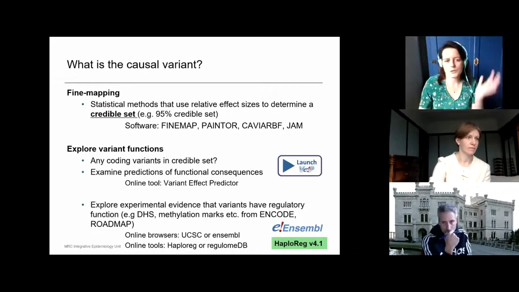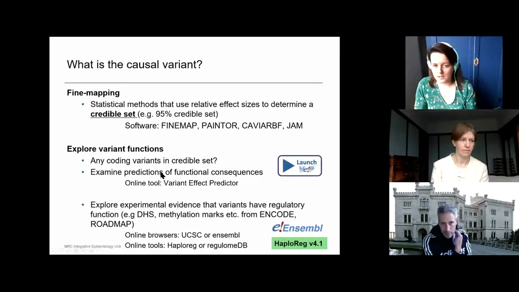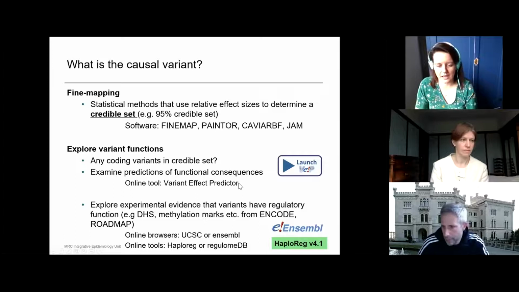Once you've got this smaller set of variants that you think might include the causal variant, you want to explore the functions of those. So are any of them coding variants? Do they disrupt the coding of proteins? Are there predictions that suggest that they might have large functional consequences? You can use the Variant Effect Predictor tool to look at that.